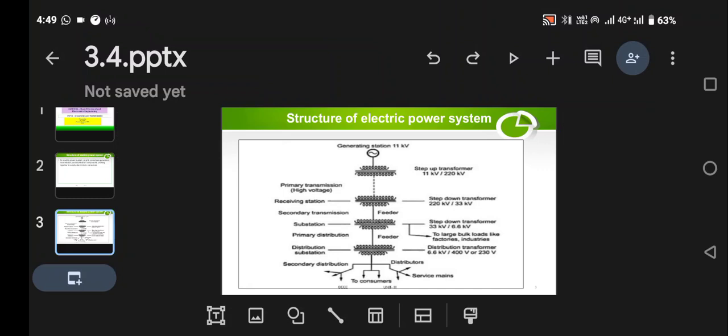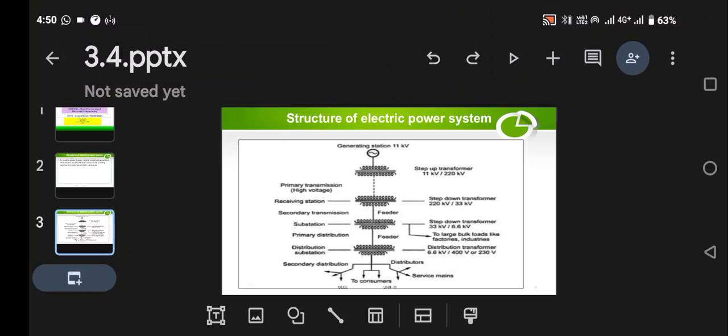The structure of electric power generation system will be looking like in this diagram. The first one is generating station with 11 kV, which is stepped up, the voltage is increased by means of step-up transformer. The 11 kilovolt is increased into 220 kV. This is the primary transmission. Now the voltage is in high voltage.